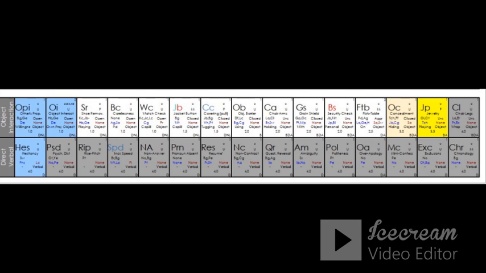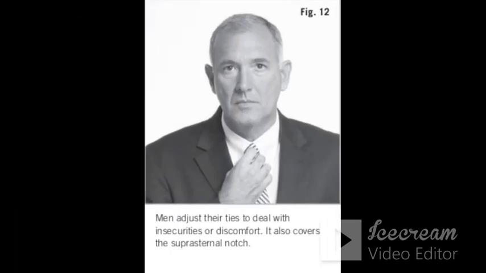I want to pop back over here to the jacket button. With Joe Navarro's book, What Every Body is Saying, he talks about the necktie. In fact, I think I'm going to incorporate that image in here. Here's a static image display of the object interaction. As you can read in the text, men adjust their ties to deal with insecurities or discomfort. It also covers the suprasternal notch.